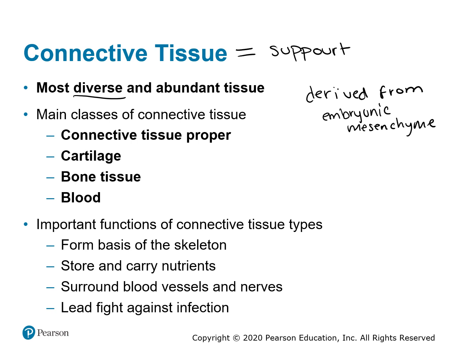The main classes of connective tissue are connective tissue proper, and that gets broken down into loose connective tissue and dense connective tissue, cartilage, bone, and blood. Some of the important functions are to form the basis of the skeleton, store and carry nutrients, surround blood vessels and nerves, and they are kind of the main fighters of infection, and we'll get into how connective tissue plays a role in fighting infection, and that's mostly blood's job.